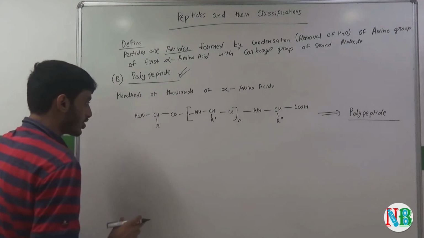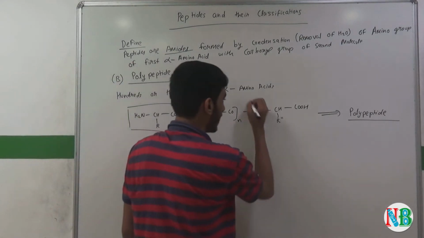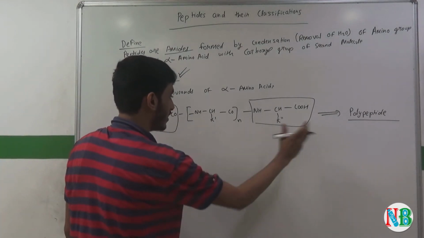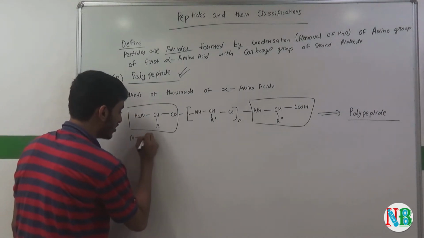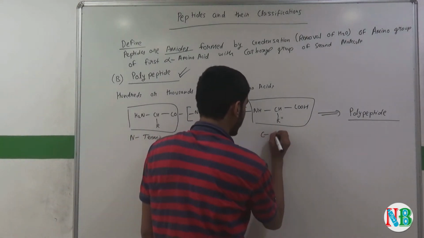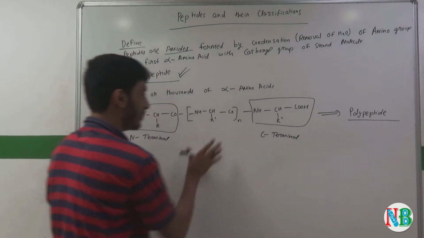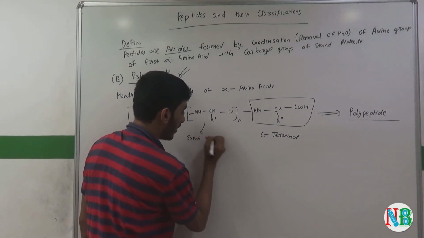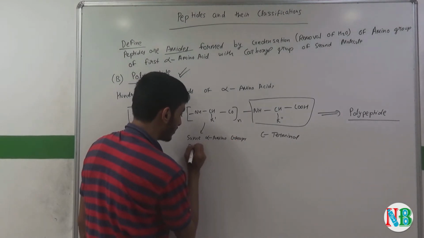Okay, so you have two ends, end 1 and end 2, and in the middle you have n number of similar parts. The end having the amino group is known as the N-terminal, and the end having a COOH group is known as the C-terminal. The section between the N-terminal and C-terminal can have either the same alpha amino acids or they can also be different.